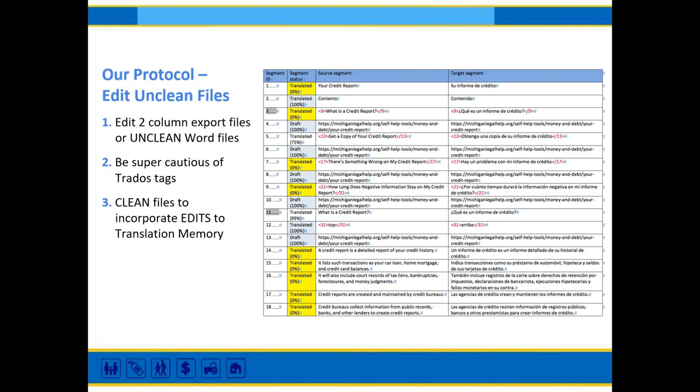So when it's seen it before, it will offer you the same translation that it's seen previously. When it's seen it 96% times before, it could be that maybe something is italicized and that's the change that you have to make, or there's one word that's different. And that's the change that you have to make. So these percentages tag how often you've seen it before.